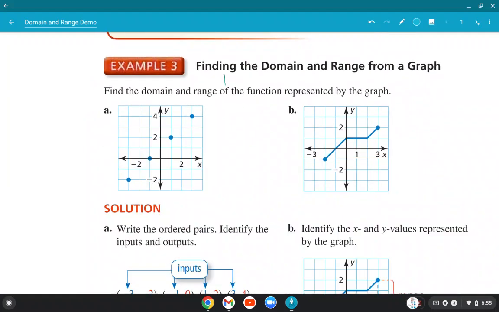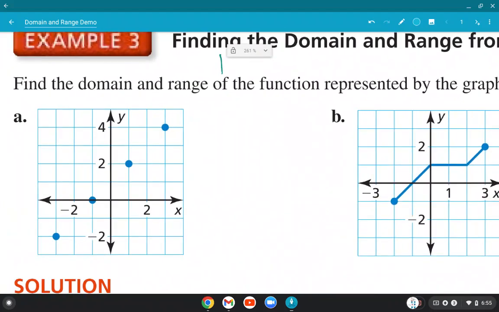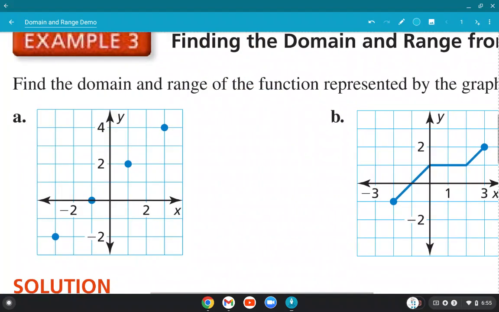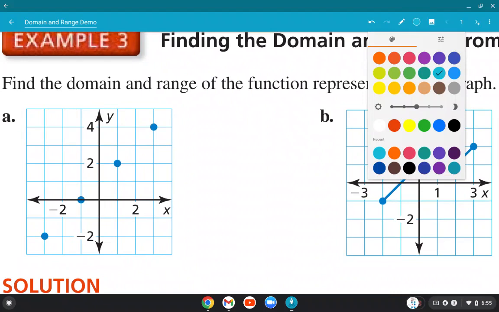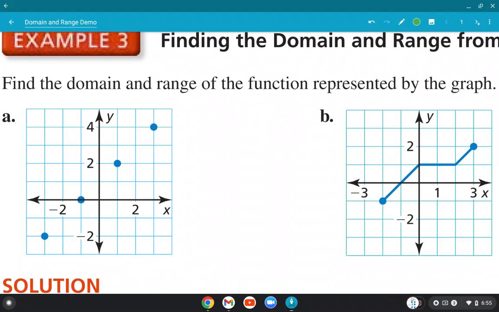Now let's talk about finding the domain and range. Let's look at parts A and B. As you notice with parts A and B, the functions look very different. And I'm going to tell you the differences between these two functions. As you can see, one function is nothing but dots and the other one is kind of like a few lines put together with two dots at the end.